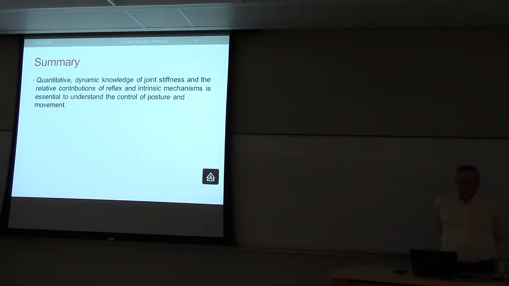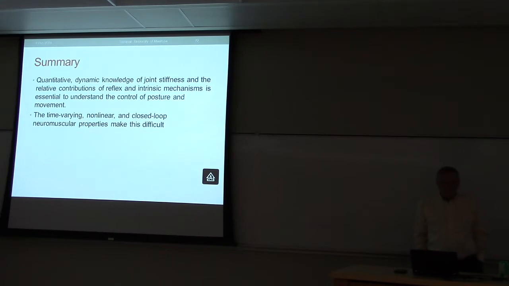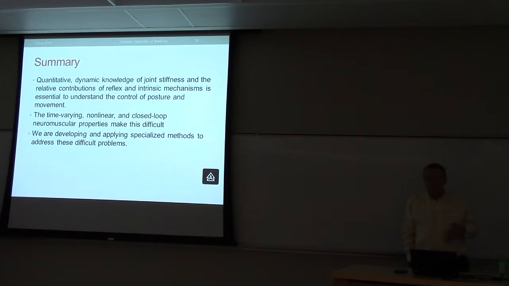So the summary is, my argument is that dynamic quantitative knowledge of stiffness is important to understand motor control. In order to do this, we have to consider the time-varying, nonlinear, and closed-loop neuromuscular properties, and what I've talked to you about today is some specialized methods that we're addressing in order to try to answer these difficult problems. And hopefully these methods are not only applicable to the particular problem that we're looking at, but essentially any system which can be modeled as a parallel cascade of a linear system and a Hammerstein system.